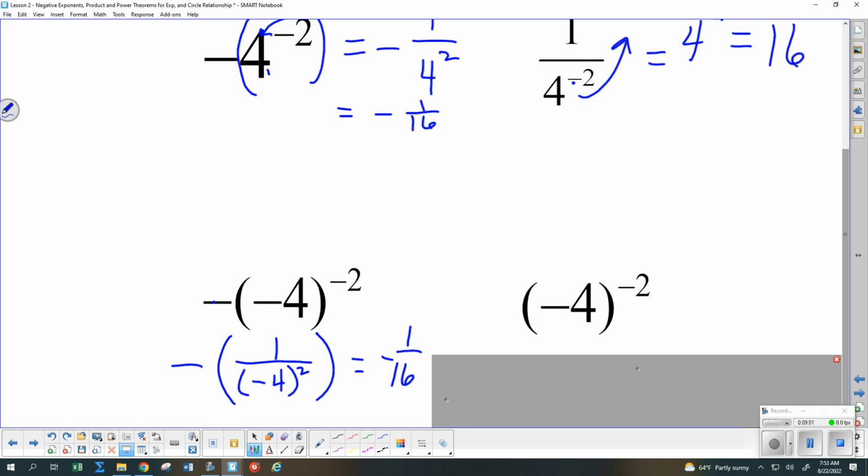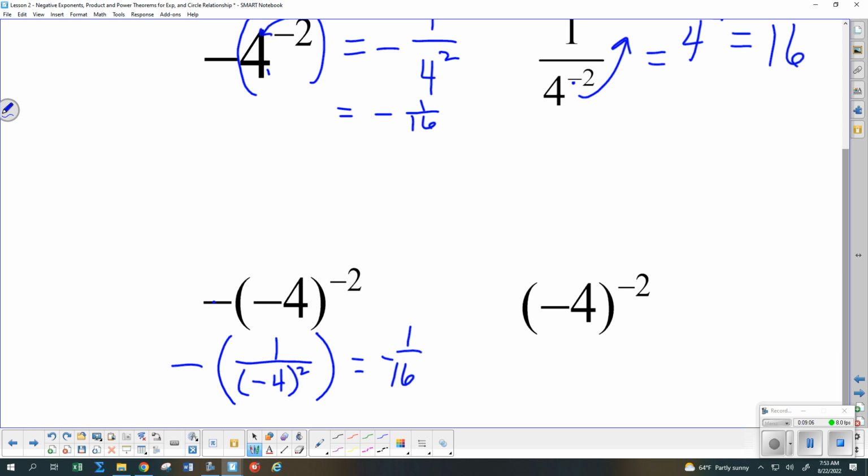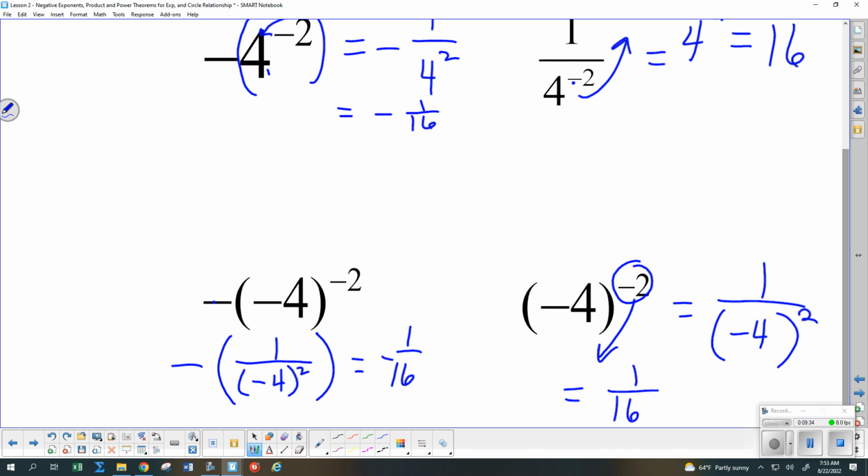And what about this one, which looks like what I started with, except this time the minus sign is inside the parentheses. So this minus is going to mean we move the whole thing down to the denominator. So I'm going to put the whole parentheses in the denominator squared. The whole parentheses is a -4. So everybody shout out, what's my answer? Positive or negative? Perfect, because the negative times the negative is positive. Any questions with that?